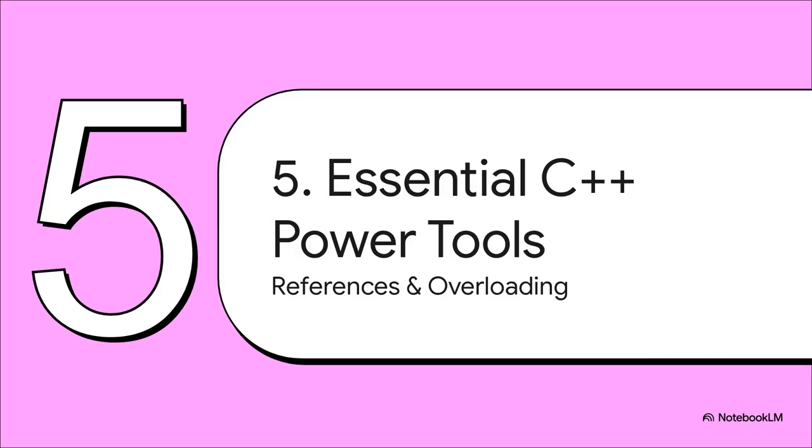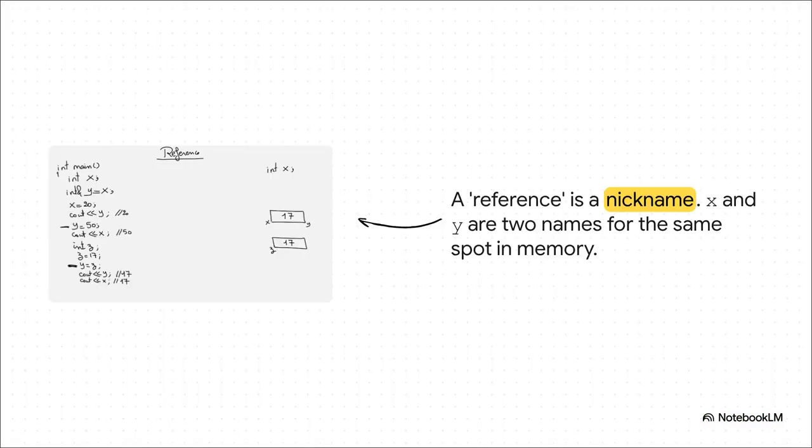Now, to make all this work as smoothly as it does, C++ gives us some really powerful tools. Let's just quickly look at two of the most essential ones you'll need for building good objects. Okay, first up, references. The absolute easiest way to think about a reference is just as a nickname. So in this example, x and y are not two different variables. They are two different names pointing to the exact same chunk of memory. If you change y, you are simultaneously changing x.